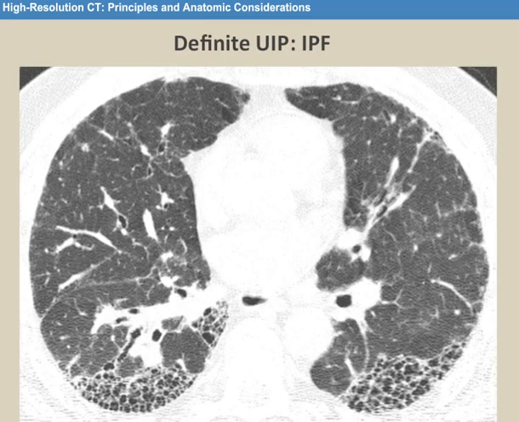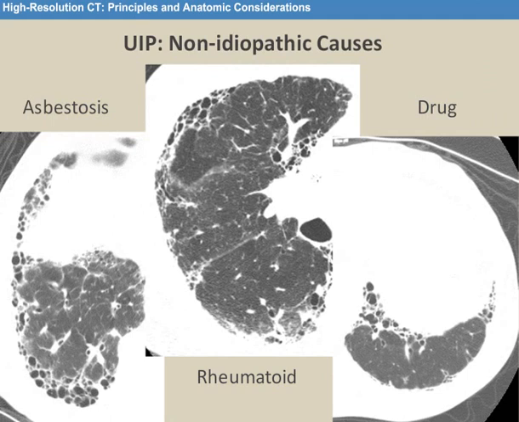This is a case of definite UIP. Patient does not need a pathologic confirmation of diagnosis. And clinically, the pulmonologists are going to tease out, is this idiopathic UIP, in which case we're going to call it idiopathic pulmonary fibrosis? Or is this secondary to some other known disease like rheumatoid or drugs or asbestosis? And these can almost always be teased out clinically. Radiographically, they look the same. Histologically, they usually look the same too.